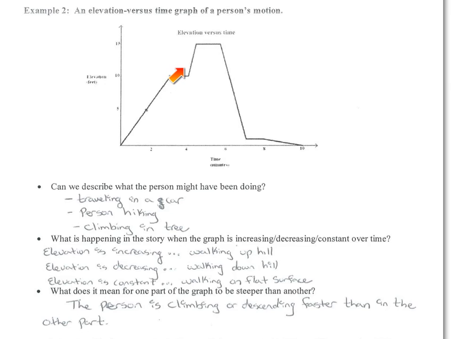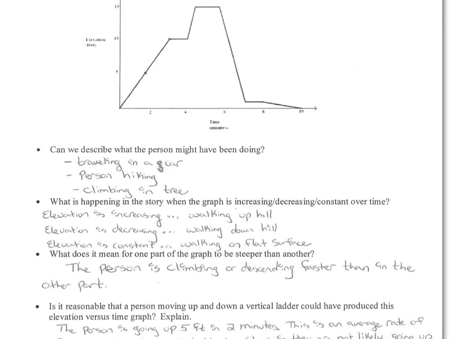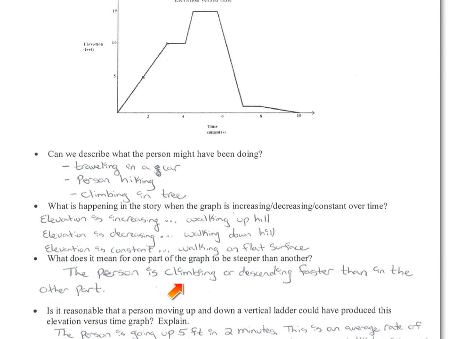What does it mean for one part of the graph to be steeper than the other? So we'll notice right here, this part of the graph is steeper than this part. What does that mean? That means they're going up quicker than they were in the beginning. Let's see what I have written here. The person is climbing or descending, this one's a pretty steep graph, faster than in the other part. So that's steeper than this is increasing, so it's descending faster than they were ascending earlier.